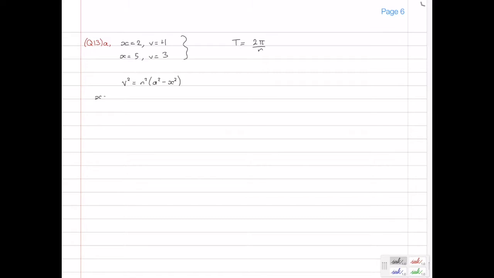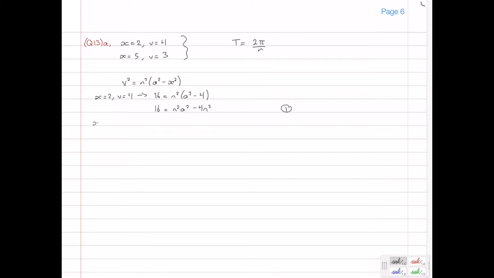So when x is equal to 2 and v is equal to 4, we have the following. 16, which is 4 squared, equals n squared into a squared minus x squared, 2 squared, which is 4. And I'm actually going to expand this out. So n squared a squared minus 4n squared. You'll see why I do that in a minute.